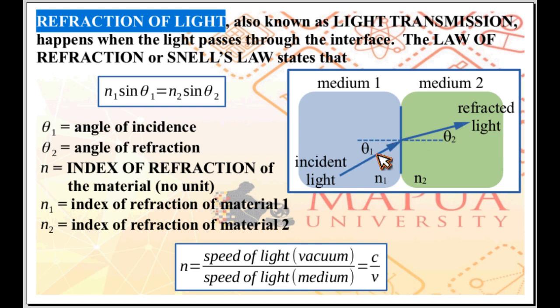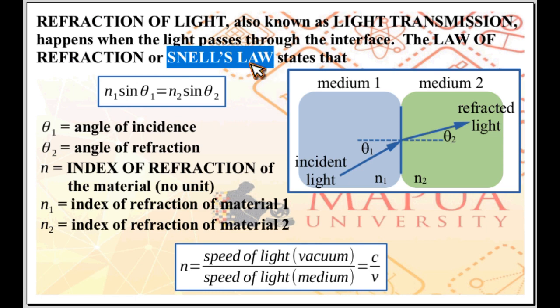Incident light has angle theta 1 with respect to the normal line. Theta 1, angle of incidence. You have refracted light, angle theta 2 with respect to the normal line. In this case, theta 2 is now referred to as the angle of refraction. The relationship between theta 1 and theta 2 is given by the law of refraction or Snell's law. Snell's law tells us n1 sine theta 1 is equal to n2 sine theta 2.